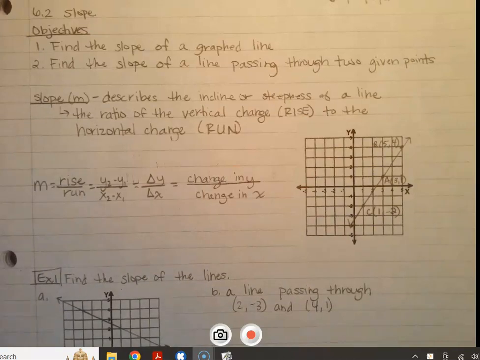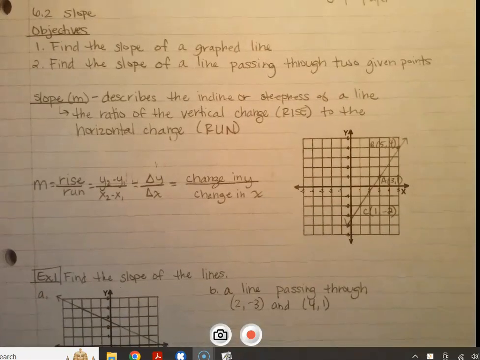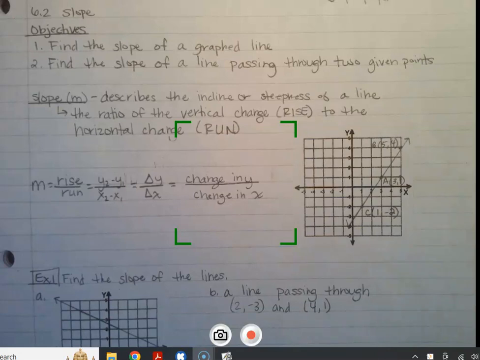All right, so today for 6-2, our objectives are we're going to be able to find the slope of a graphed line, and we're going to find the slope of a line passing through two given points. So if we just have the points and we don't have the graph. You guys said you already learned slope last year, several of you, which is awesome, even better.